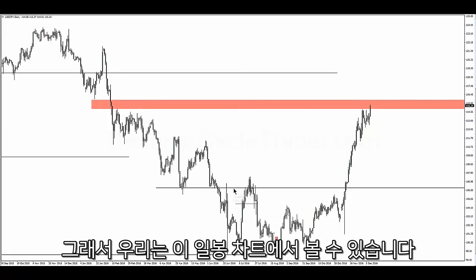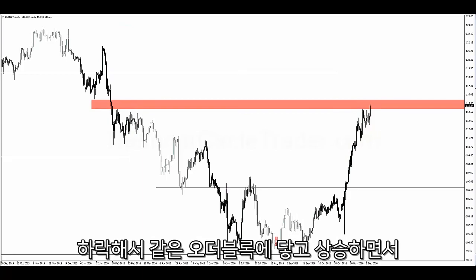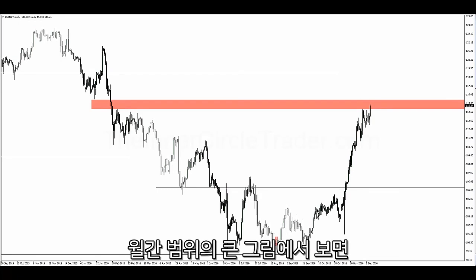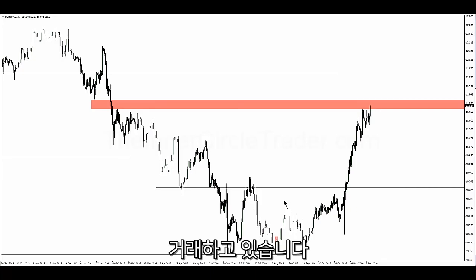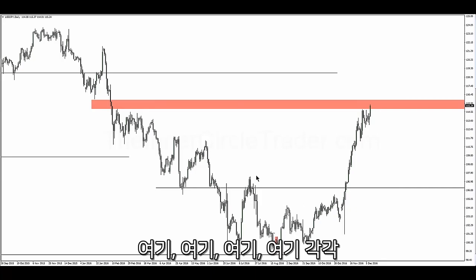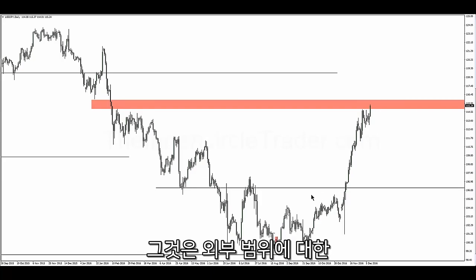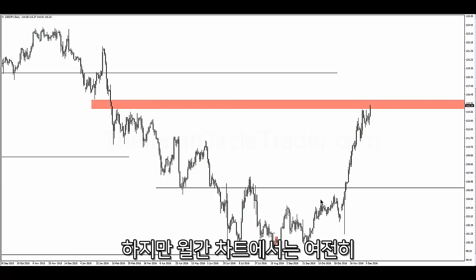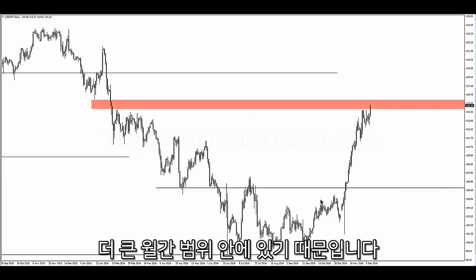Okay, so we can see the daily chart in here. Market creates a small area of institutional order flow, comes down, hits that same order block, rallies through. Now watch what happens. In the grand scheme of things, in the monthly range, every time we create a new high, higher, here and here and here, each time making a new high, that is a run on external range liquidity on this time frame, being the daily. But on the monthly chart, it's still internal range liquidity because you're just inside of a larger monthly range.